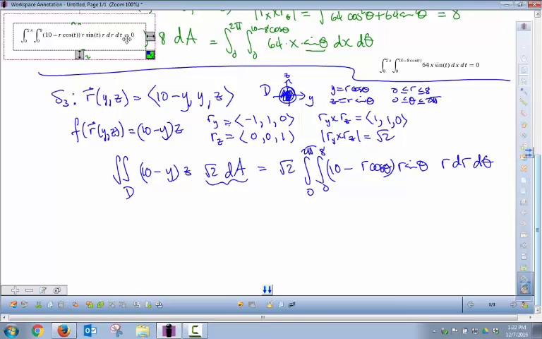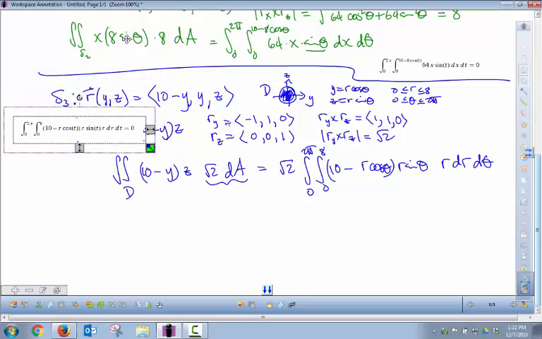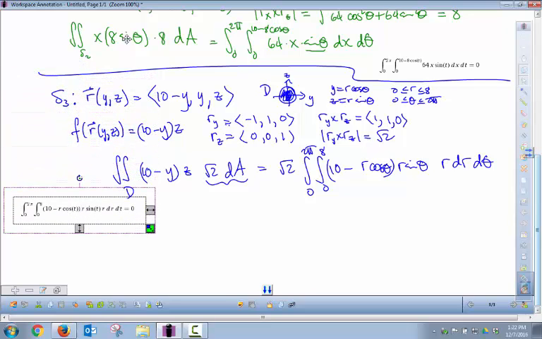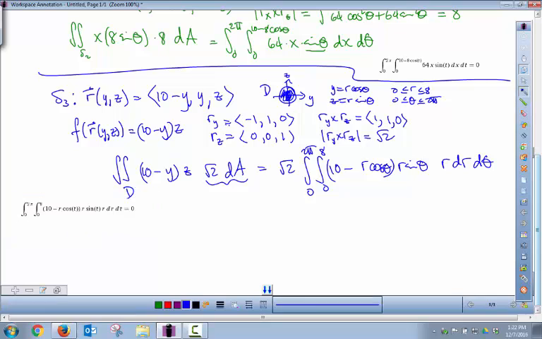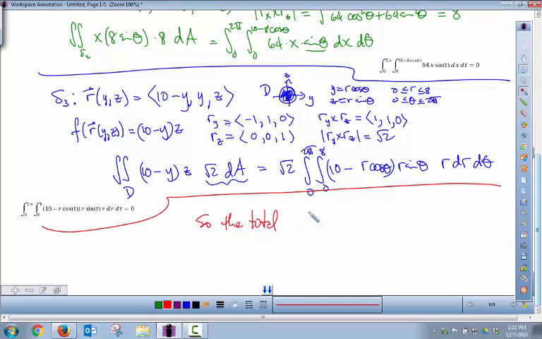It doesn't want to go down. All right, bunch of zeros. So if we put them all together, we got 0 for the first integral, 0 for the second integral, and 0 for the third integral. That just gives us 0.